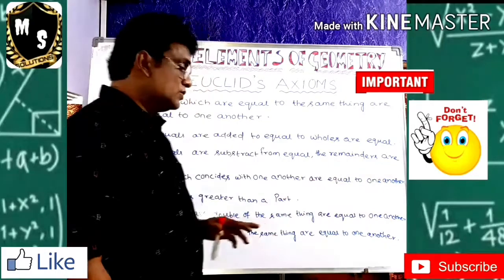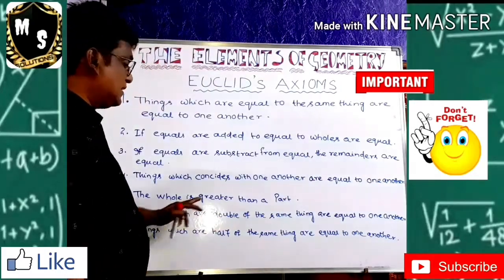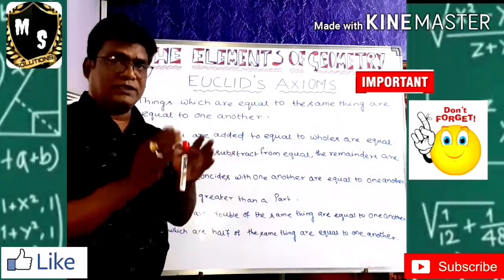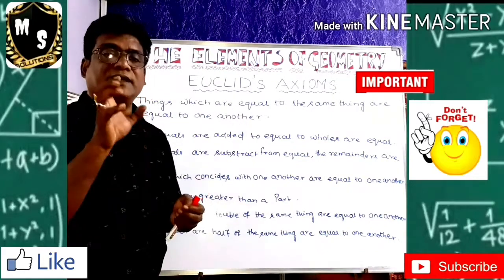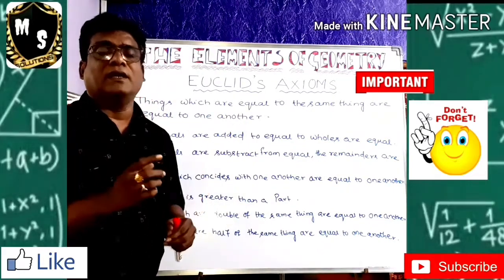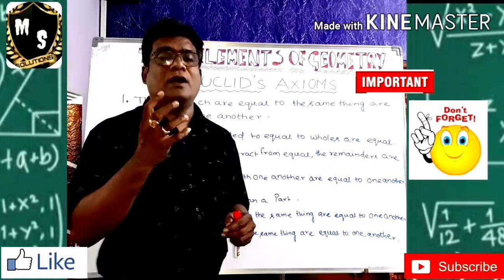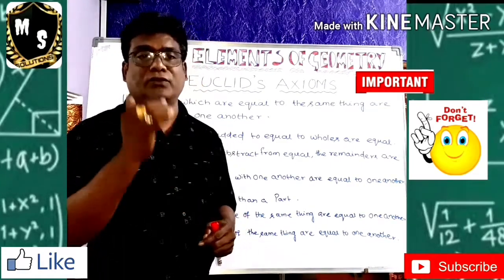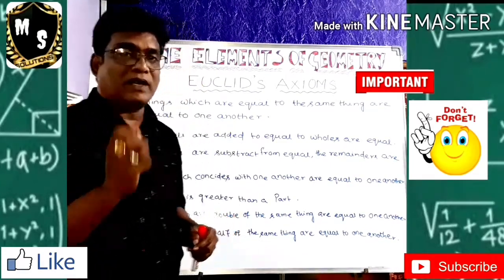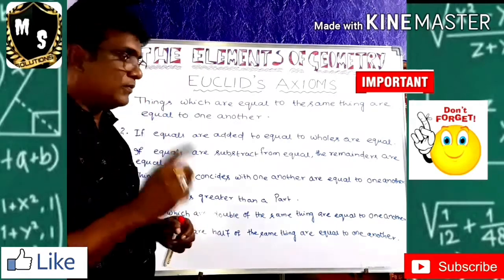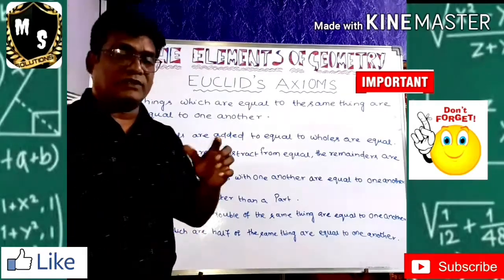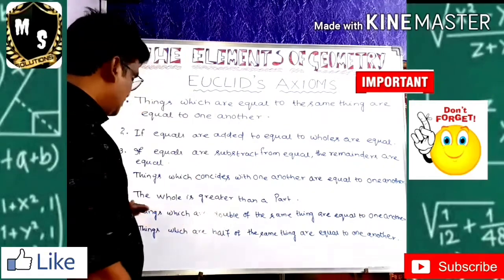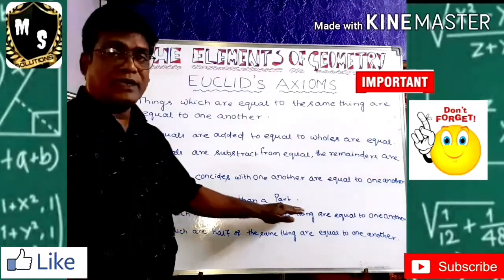one another. So now, the whole is greater than a part. The whole means the total is greater than a part. Suppose one apple is there, we are cutting it into 4 parts. So the part is 1/4 of one apple. So one apple is definitely greater than 1/4 of the apple. The thing is that the whole is greater than a part.